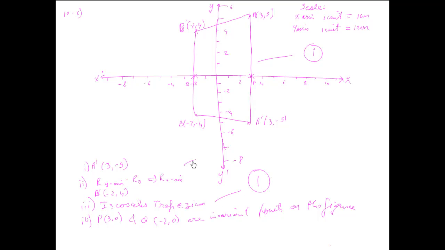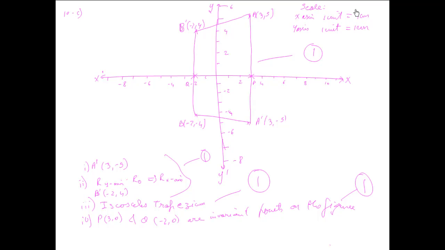1 mark for these 2 answers. And 1 mark for these figures, the invariant points being correct. Also, the scale will carry some mark, but you will not be allotted an extra mark for it. It will be 4 marks that's already been distributed.